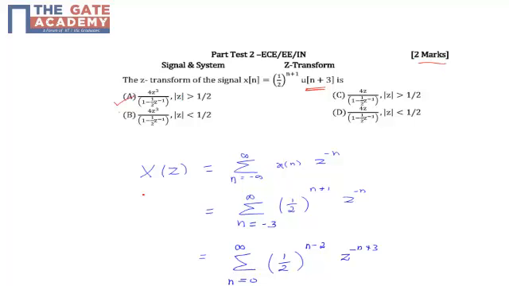So whenever we are given such kind of problem, we need to simply know the basic formulas of the Z transform, and following them step by step we can arrive at the final answer, which in our case is option A, that is 4z cube divided by 1 minus 1 by 2 z inverse, and the ROC is mod of z greater than 1 by 2.